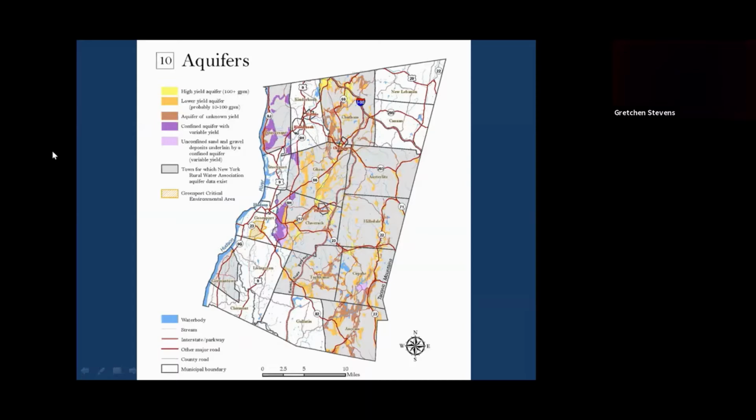So this map can alert us to the places where we may especially want to minimize impervious surfaces that would obstruct that groundwater recharge, and where we would want to avoid using toxic substances on the ground surface that could seep substantially unfiltered into the groundwater.